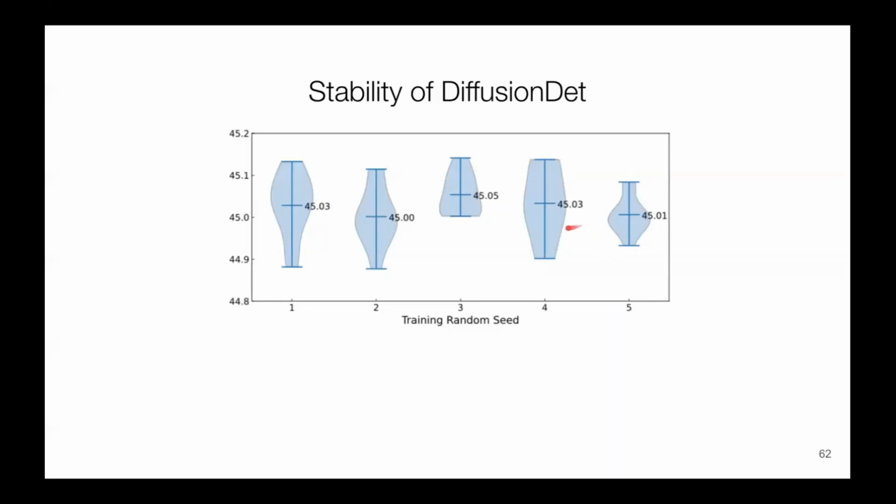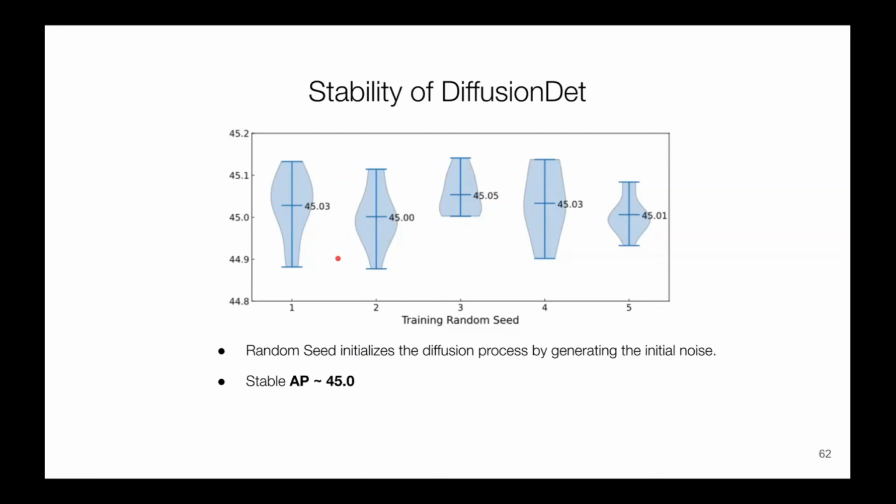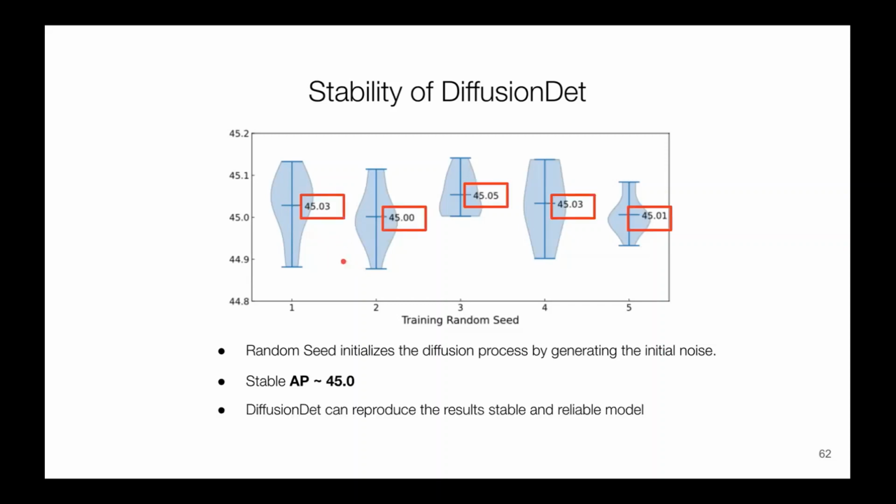And this is the random seed test. The random seed initializes the diffusion process by generating the initial noise, so according to the random seed, the results can be different. So the authors tested 5 models 10 times per seed. And all of the AP scores are around 45. So it means that DiffusionDet can reproduce the results stably, and we can see that DiffusionDet is a reliable model.